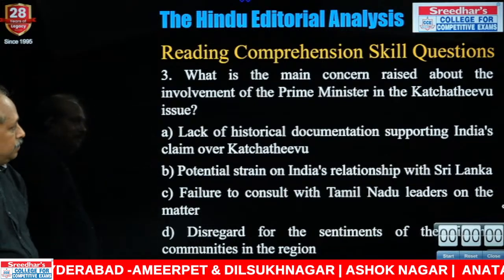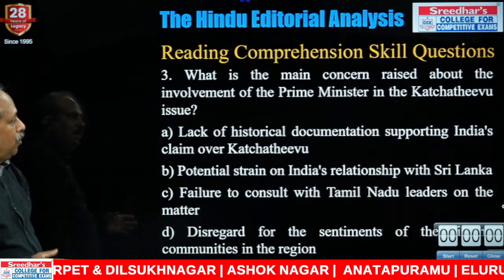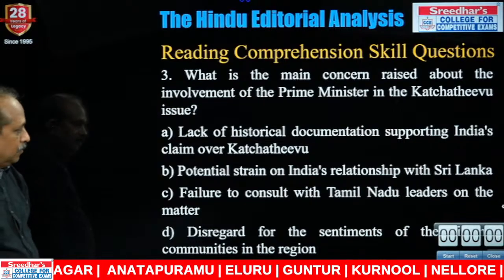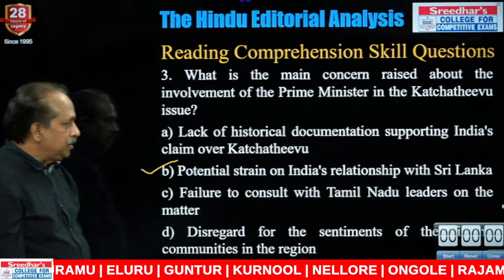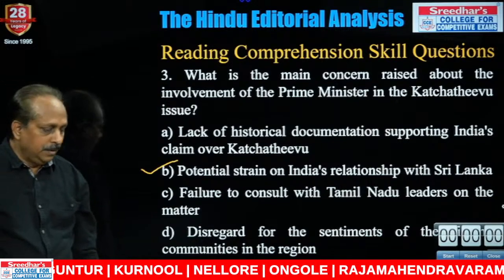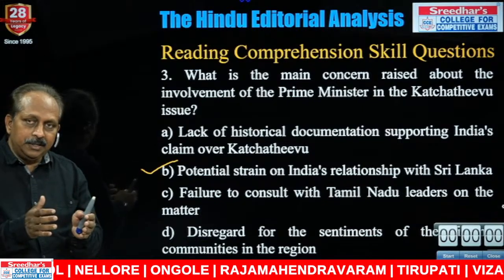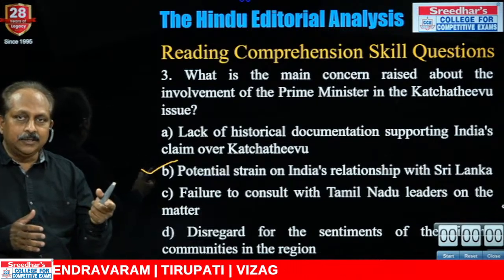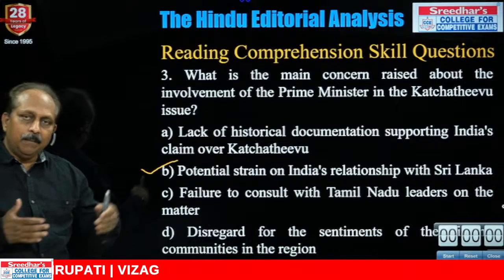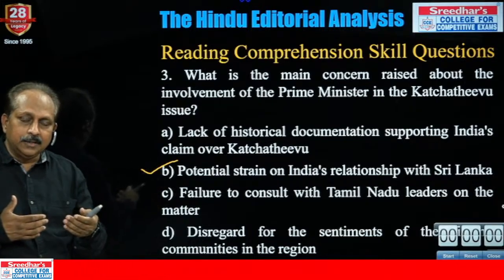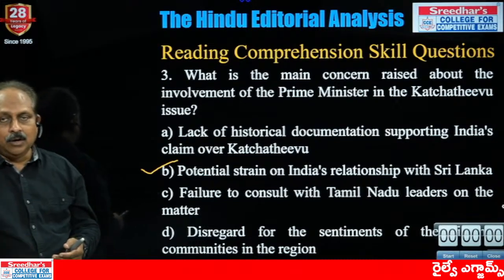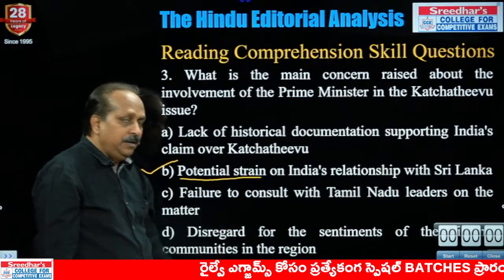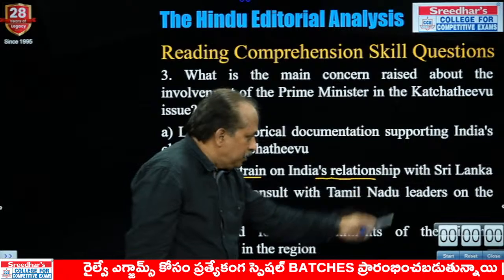Answer question number 3. What is the main concern raised about the involvement of the Prime Minister in the Kachativu issue? Potential strain on India's relationship with Sri Lanka. There are two dimensions. Politicians, political parties making issues controversial for political gains, it's a natural thing at the time of elections. But in this context, when someone does it, if it makes an impact on ties with our neighbors, that is something very disturbing. Based on that, potential strain on India's relationship with Sri Lanka.